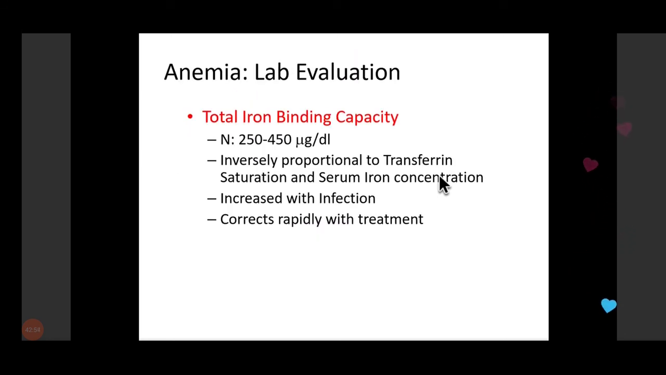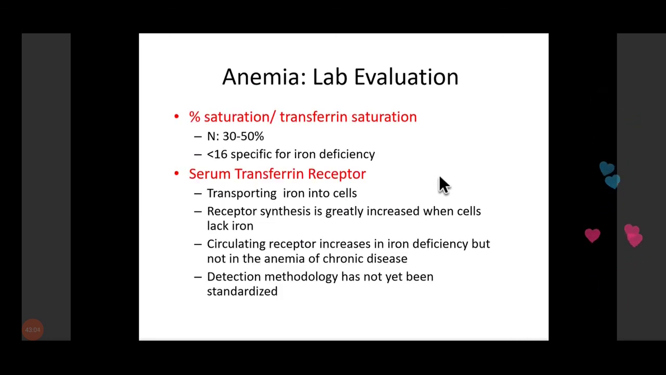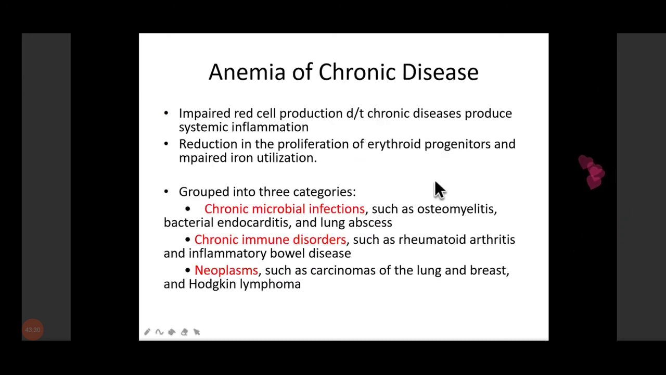Coming to total iron binding capacity, it's normally 250 to 450, inversely proportional to transferrin saturation, so it increases with iron deficiency. We can do the percentage of saturation, or transferrin saturation, and if it's less than 16, it's specific for iron deficiency. We can also do the serum transferrin receptors, which transport iron to the cells. Receptor synthesis is greatly increased when the cells lack iron. So the serum transferrin receptors will be increased in iron deficiency anemia.